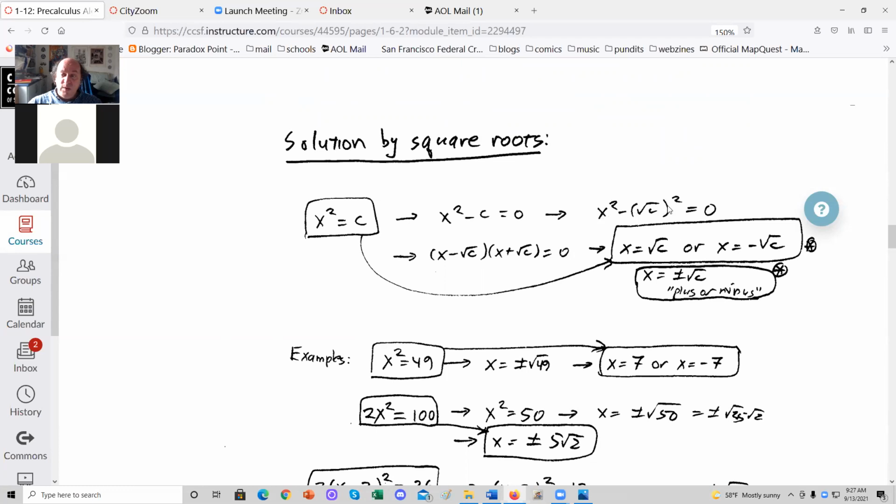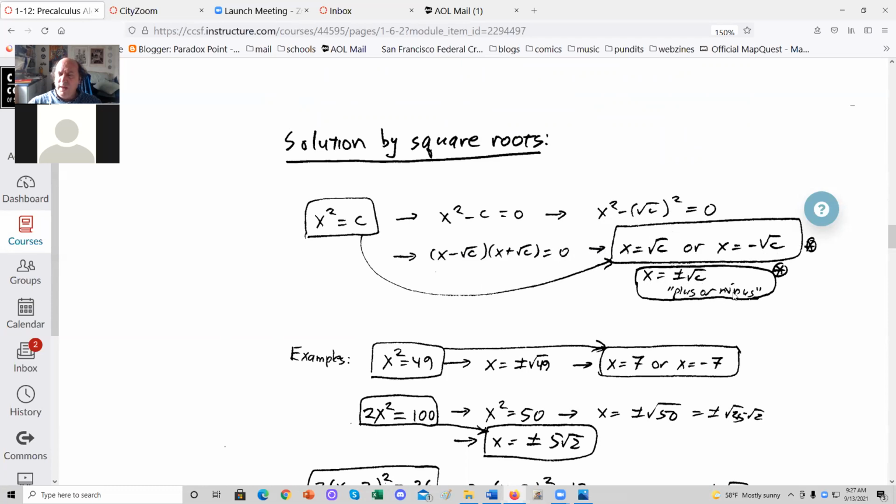So x squared minus c equals 0. A difference of squares factors into a difference times a sum: x minus root c times x plus root c equals 0. So either x minus root c is 0, so x equals root c, or x plus root c is 0, so x equals minus root c. You can write this as x equals plus or minus root c.